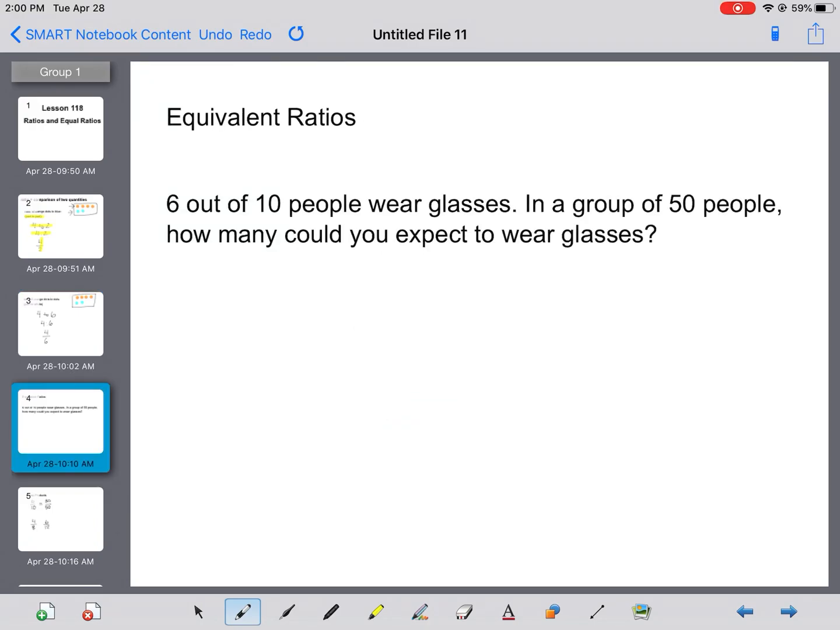Now the next thing that we need to look at is equivalent ratios, and equivalent, just like with fractions, means equal ratios. Okay, so you may come across questions that look kind of like the example I have here, which gives you some information. So it says 6 out of 10 people wear glasses. So if we express that as a ratio, we can do it as a fraction, 6 out of 10. Okay, so 6 people to 10 people. They wear glasses. In a group of 50 people, how many could you expect to wear glasses?